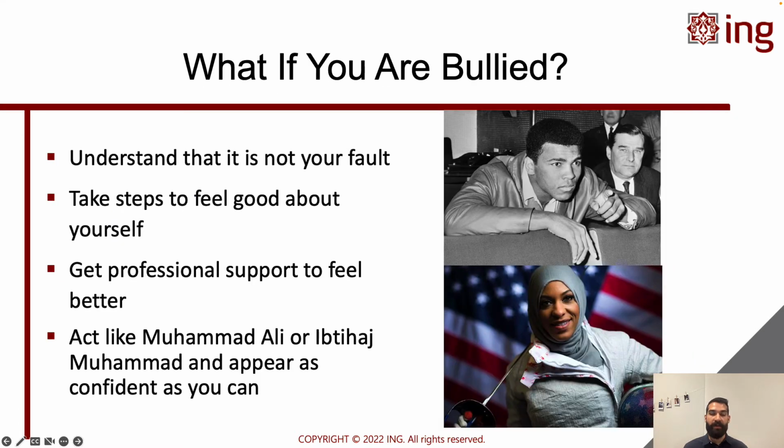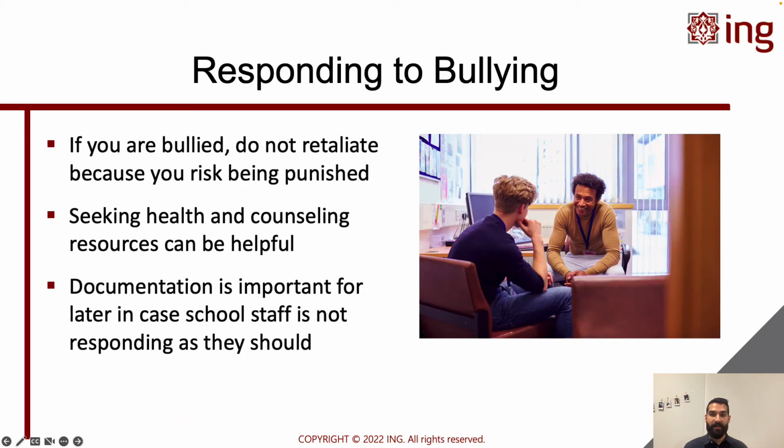If you are bullied, there are important things to keep in mind. First and foremost, understand that it's not your fault, and as a result, take extra steps to feel good about yourself. Get the professional support you need to feel better, and tell an adult whom you trust about what happened. That could be a parent, teacher, school administrator, coach, or spiritual leader. Finally, act like Muhammad Ali or Ibn Taj Muhammad and appear as confident as you can while at school. When it comes to responding to bullying, importantly, do not retaliate because you're at risk of being punished. It's better to seek health and counseling resources that are helpful, and documentation is important for later in case school staff is not responding as they should.